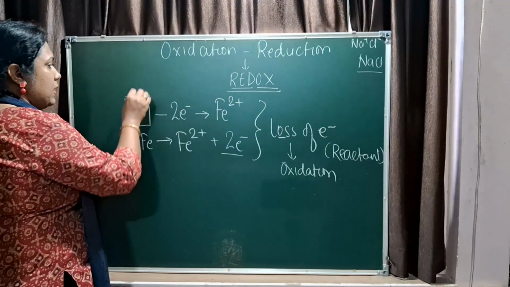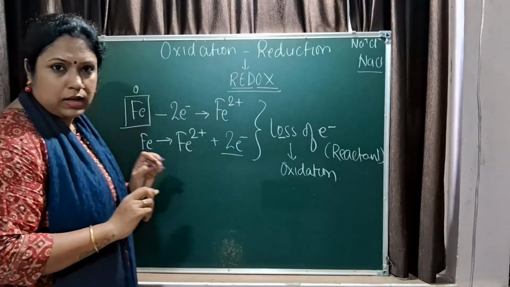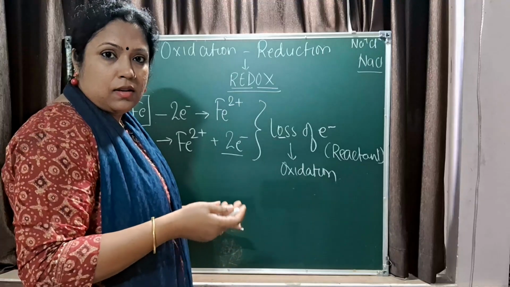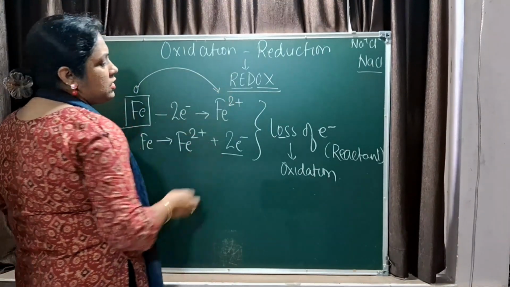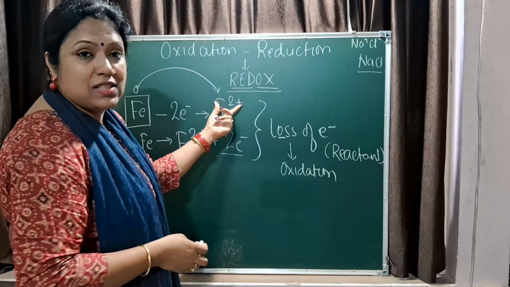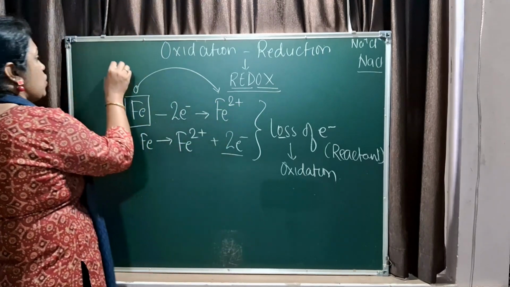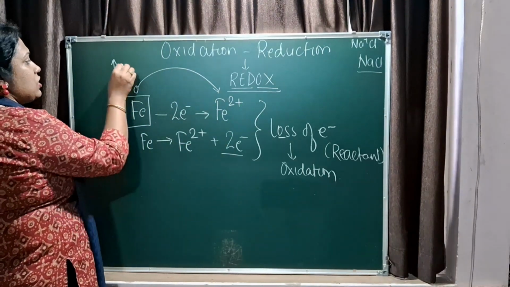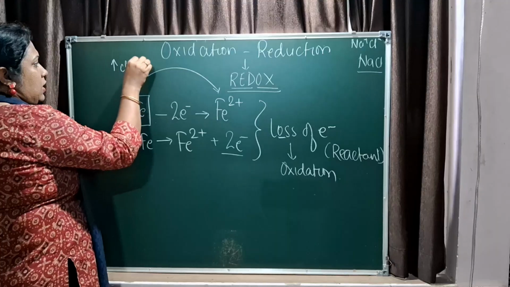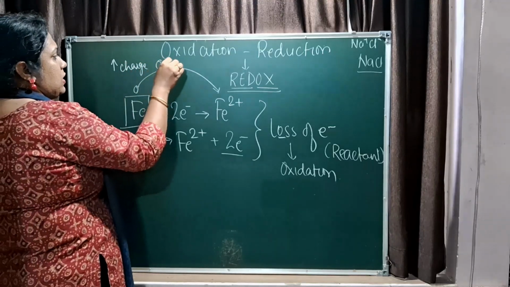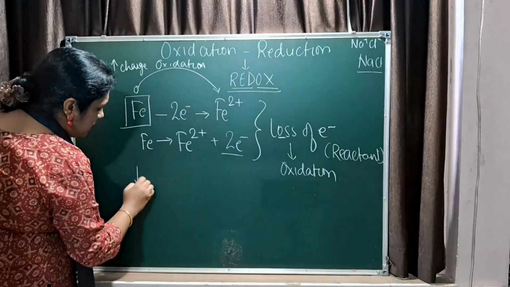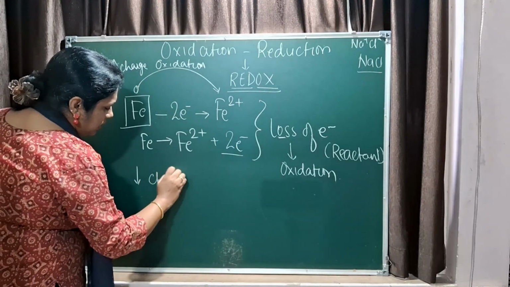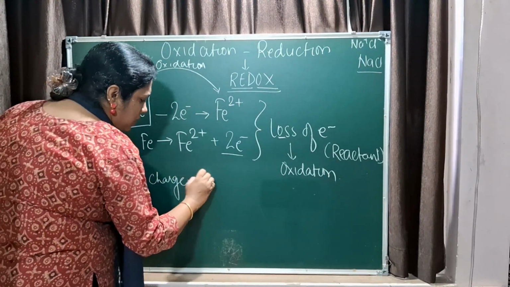Similarly here, metal iron will have 0. It's a metal, an atom, so 0, and it is changing to +2. The charge is getting increased. So if you have an increase in the charge, it is oxidation. And if there is a decrease in the charge, decrease meaning reduce, so it is reduction.